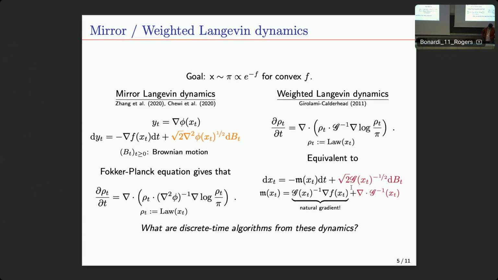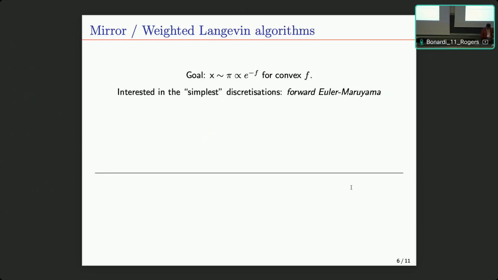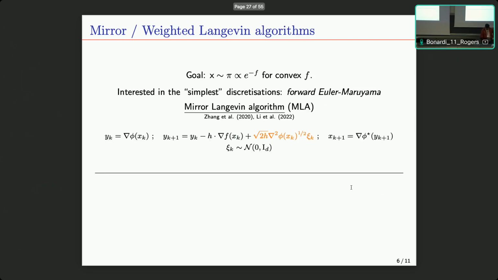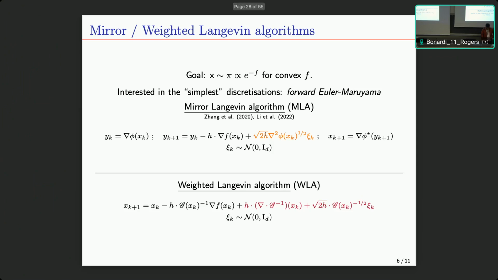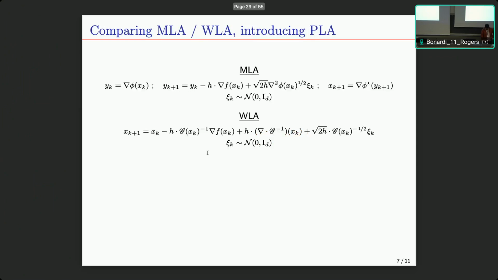But once again, this is all in continuous time, so we need to discretize in time to get algorithms. So the simplest discretization is the forward Euler method, similar to what the ULA was for Langevin dynamics in unconstrained space. So the mirror Langevin algorithm is the following update. And if you skip the orange part, then you get the mirror descent algorithm for optimization. And this is the weighted Langevin algorithm. So this is just both of them written again.